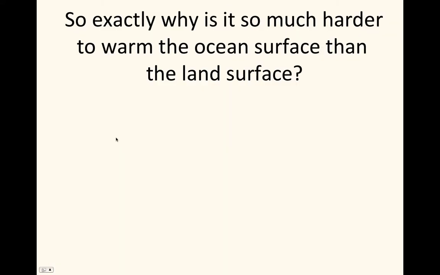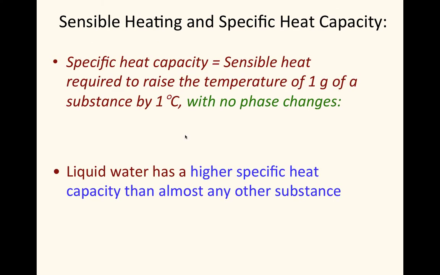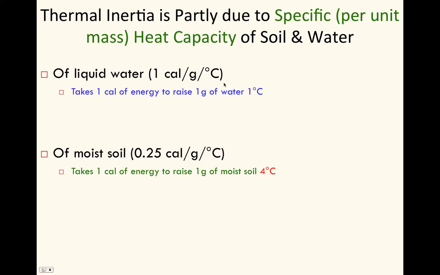So why exactly is it so much harder to warm the ocean surface than the land surface? Well, the first thing you have to consider is specific heat capacity, which is the sensible heat required to raise the temperature of a gram of a substance by 1 degree Celsius, not considering any phase changes. It turns out liquid water has a higher specific heat capacity than almost any other substance. Thermal inertia is partly due to the specific heat capacity of soil versus water. So liquid water, it takes about 1 calorie of energy to raise a gram of the water 1 degree Celsius.